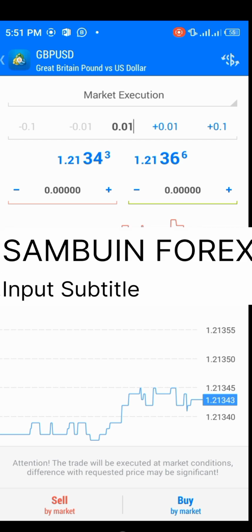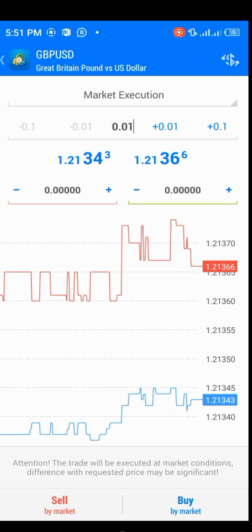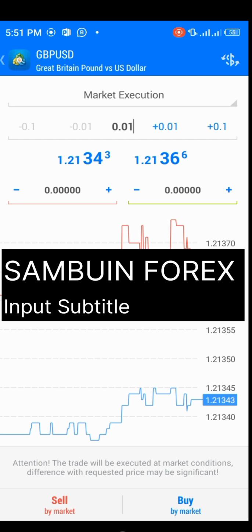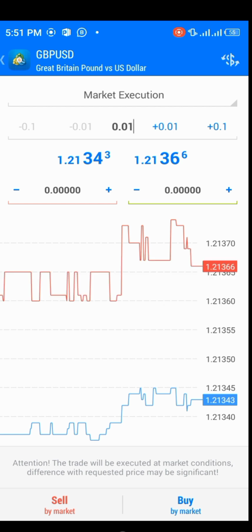There is a pip as in 1000, and there is a pip as in 10,000. I hope you understand. So basically, those are the parameters we use in forex trading.